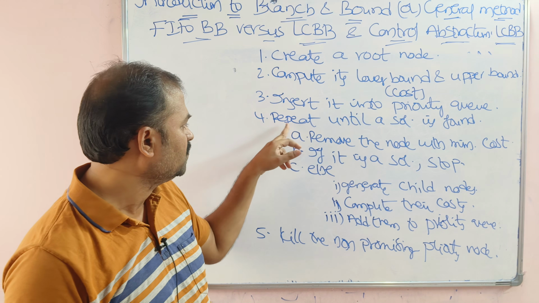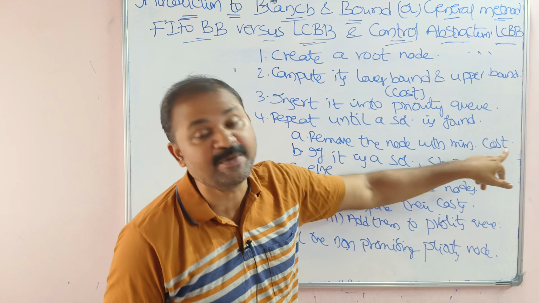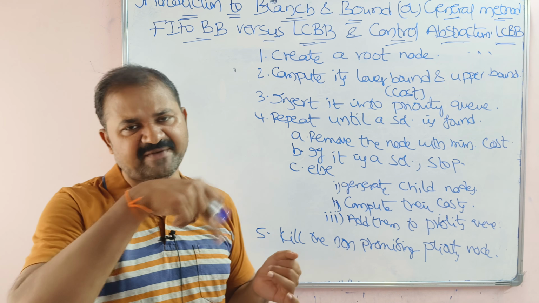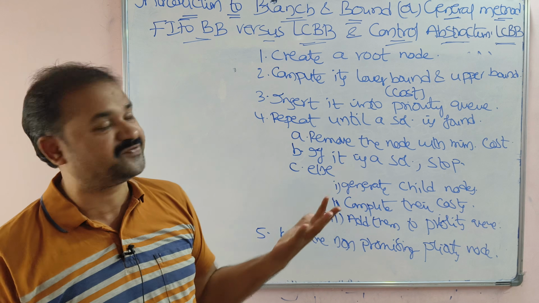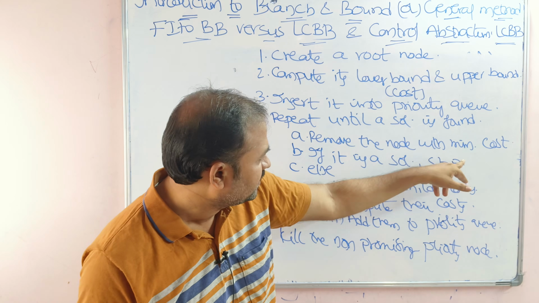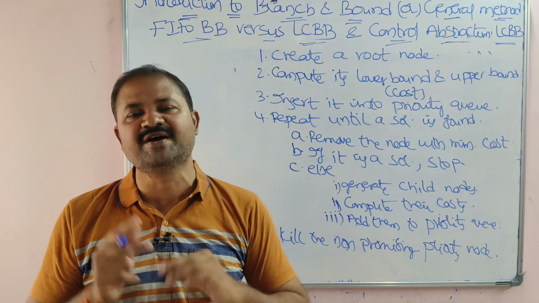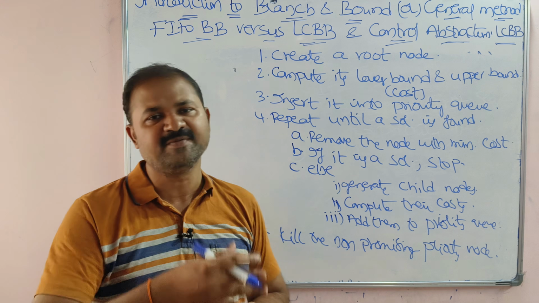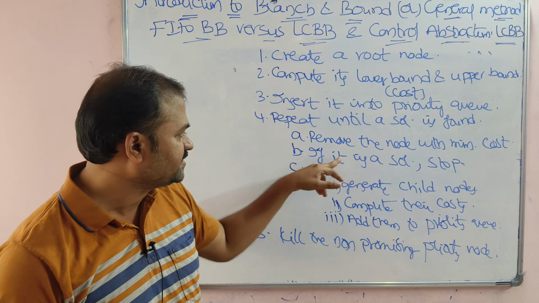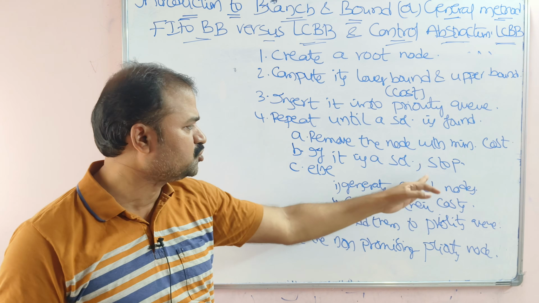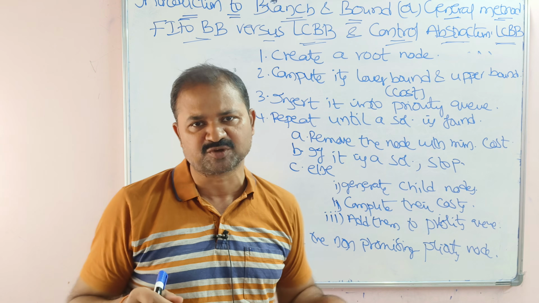Next step, repeat until a solution is found. Remove the node with minimum cost. Out of the available nodes, the node which is having the minimum value becomes the best one. Initially we have only one node, the root node, so that becomes the best node, and we have to remove that node. Next, check whether it is a solution or not. If it is a solution, then stop the process. If the root node is the solution node, then stop.